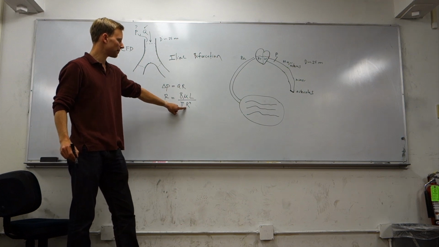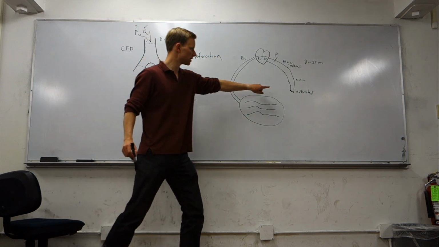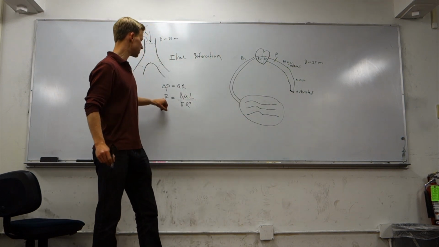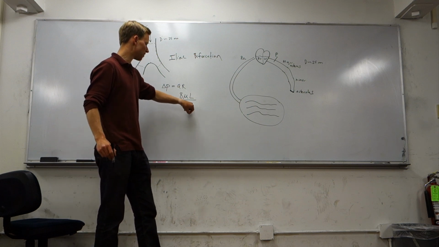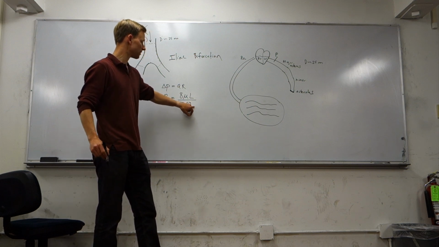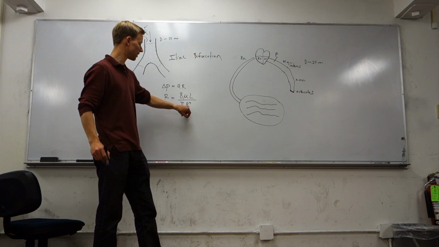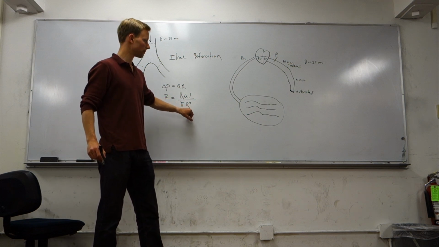So if you change the diameter or the radius of your arteriole by just a small amount, the flow resistance changes by quite a bit because of the r to the fourth dependence. So without this r to the fourth dependence, the body might be designed in a different way. So this is pretty important in how the body meters blood flow.